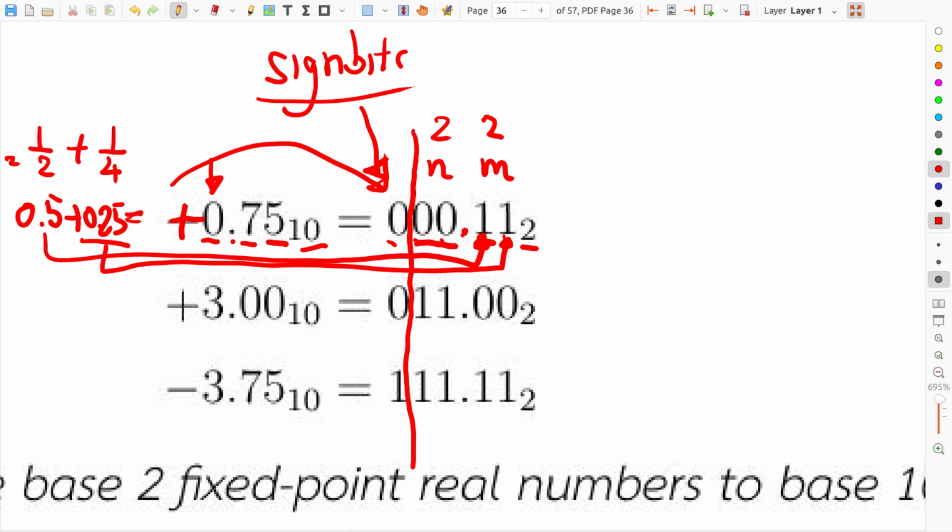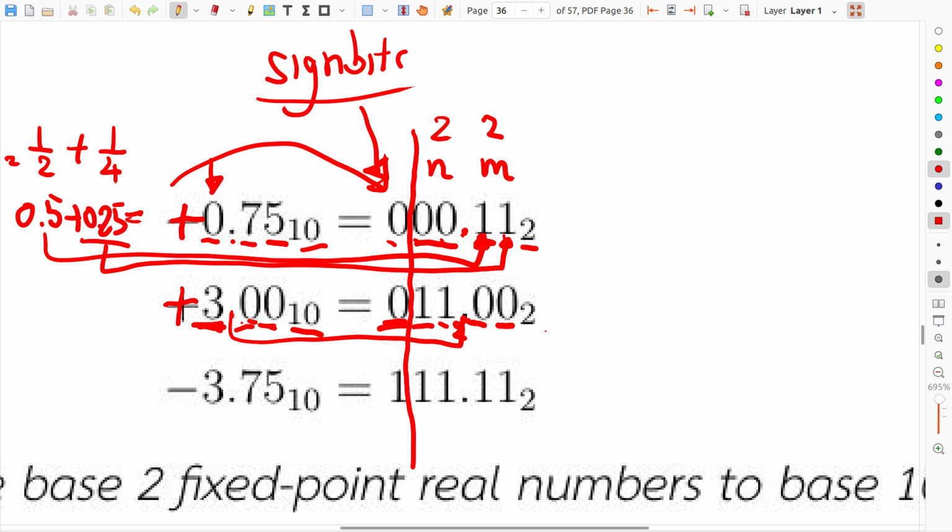Cool? Let's take a look at plus 3.00 base 10. So plus, the sign bit is 0. 3 is 11 base 2, and the decimal point is here. And .00 base 10 belongs to .00 base 2. No decimal part.